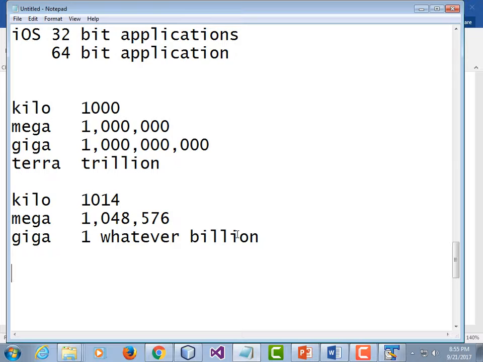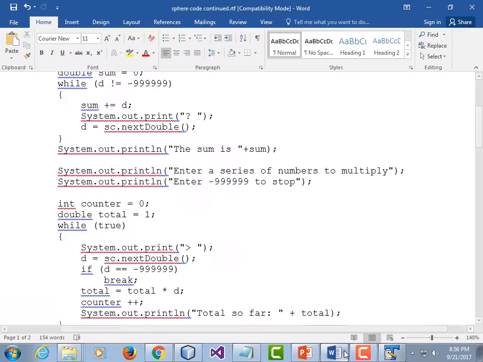All right, so back to bits. Where was I going to go with this? I better look at my worksheet to see where I was going with this.